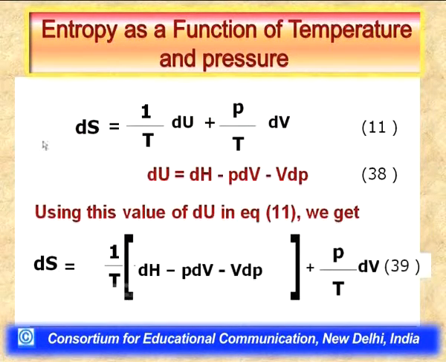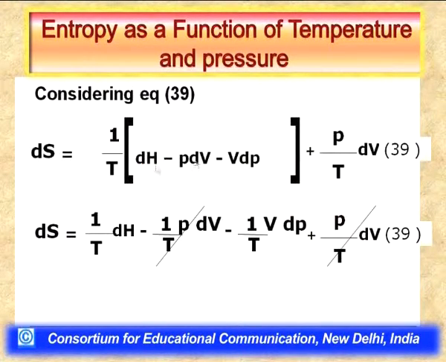This was the fundamental equation of thermodynamics, dS equal to 1 by T dU plus P by T dV, and dU equal to dH minus P dV minus V dP, which we have just evaluated. All we need to do is put in the value of dU from equation 38 in equation 11 and see what we get. If we do so, then dS equal to 1 by T, instead of dU, we write in bracket dH minus P dV minus V dP, plus P by T dV.